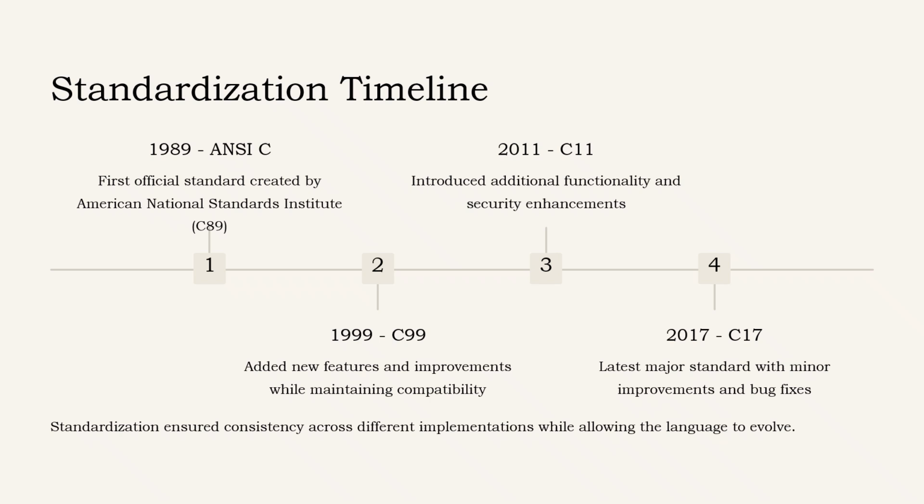Later, improvements were introduced such as C99, with new features and improvements while maintaining compatibility. Then, in the year 2011, another version was released, that is C11. It introduced additional functionality and security enhancements. Then in the year 2017, C17 was introduced as the latest major standard, with minor improvements and bug fixes. So these standards improve the language while maintaining compatibility with earlier versions.